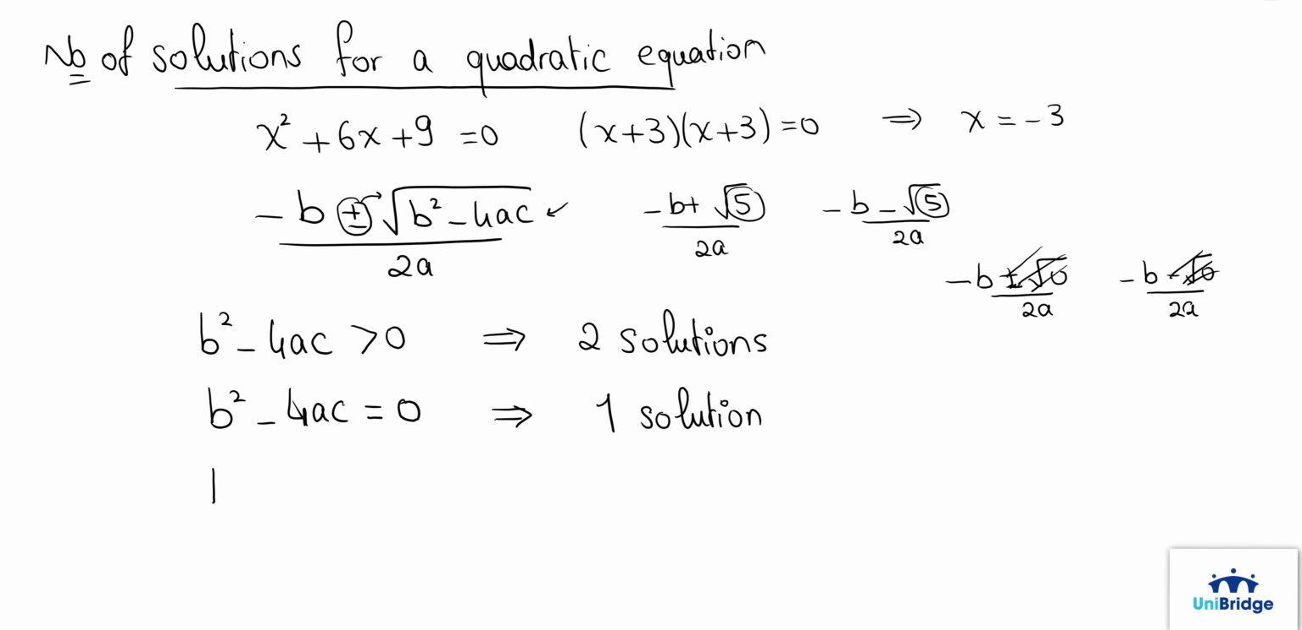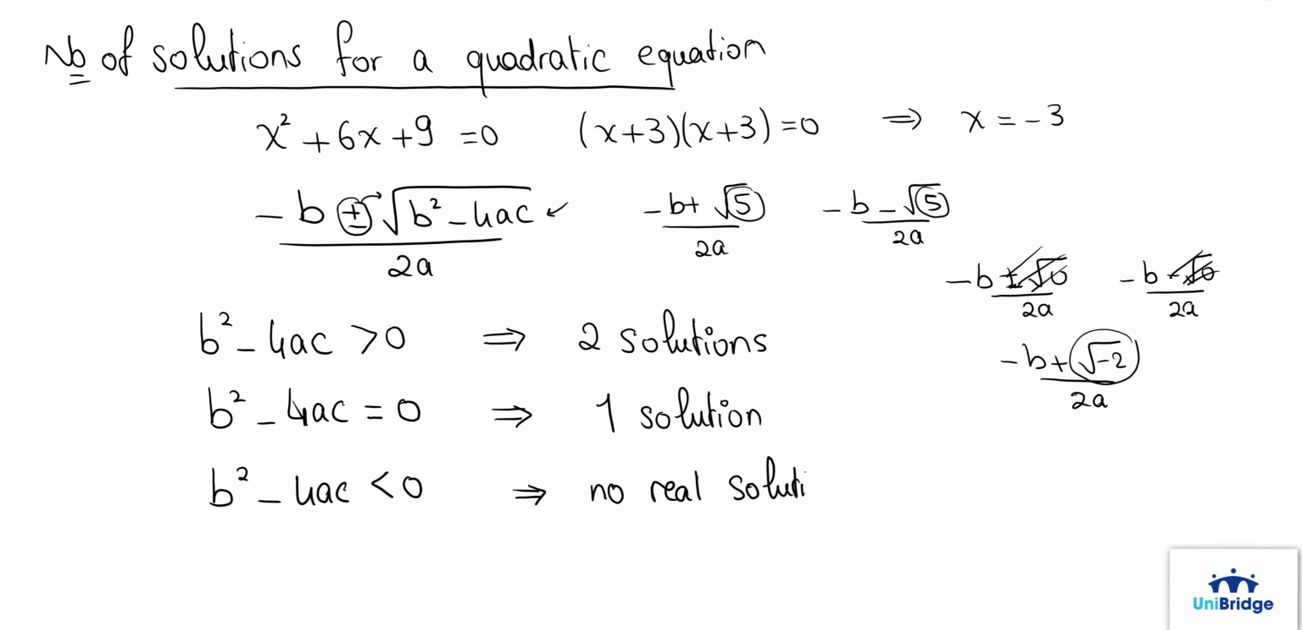And finally, if b squared minus 4ac is less than 0, you're going to get something like negative b plus or minus root of a negative number over 2a. But we know that for real numbers we can't put a negative inside the square root. So this is not a real number, and we get no real solutions. So let's take an example on this.